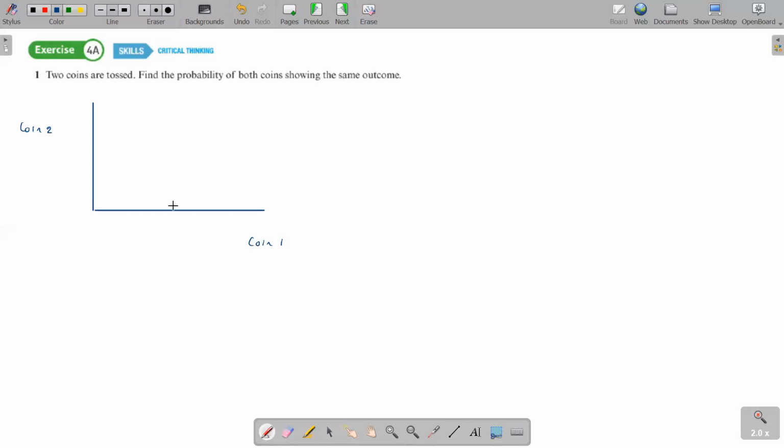So in a coin, what are the possible outcomes? In coins, the outcomes are head and tail, right? You don't have anything else. Head and tail. So over here also we have head and tail, right? And you can see what the outcomes are. So you can see there are 4 points of intersection.